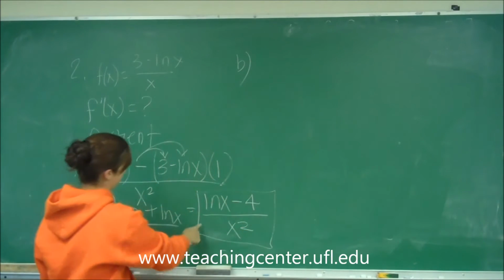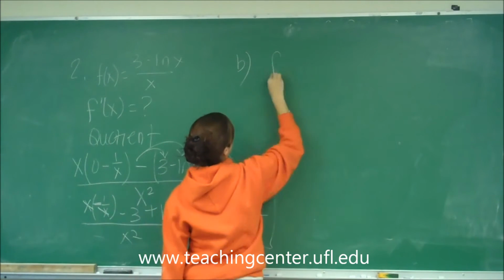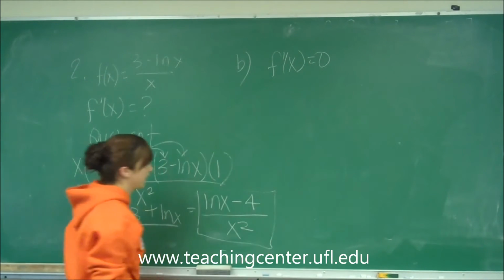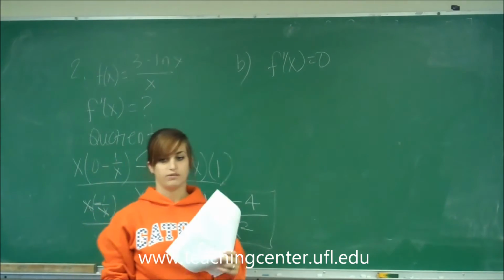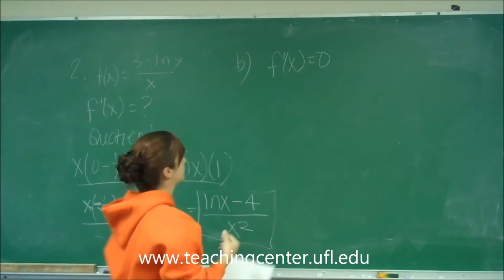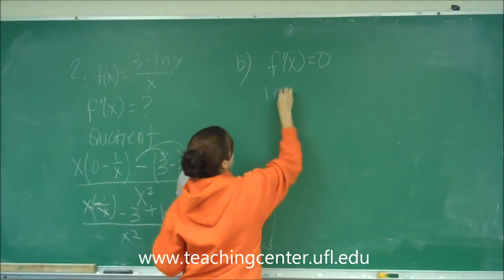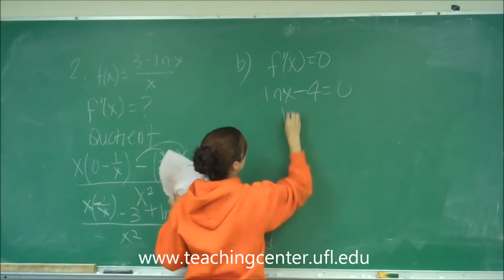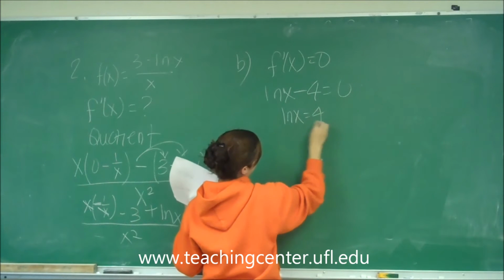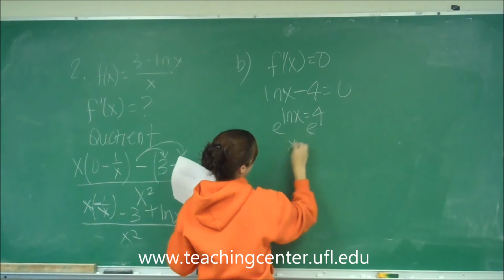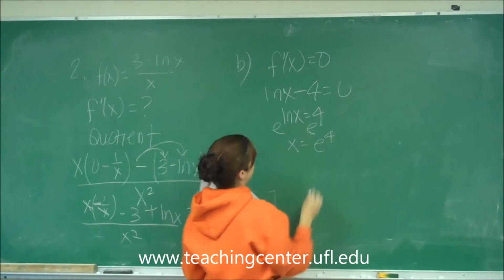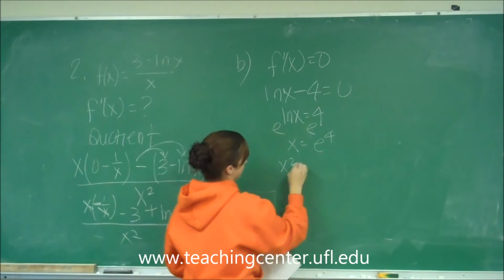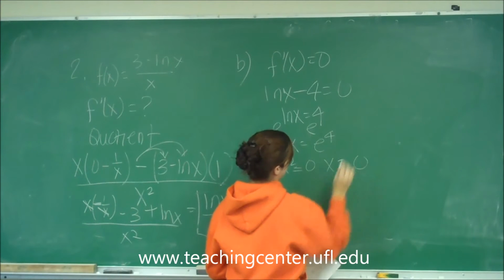Okay, so we're going to set the derivative equal to 0. So I do f prime of x. And we're going to set the bottom and top equal to 0 because we want to see also where it is undefined. So I say ln x minus 4 equals 0, so ln x equals 4. Take the e. x equals e to the 4. And then looking at my bottom, I have x squared equals 0, so x is 0.